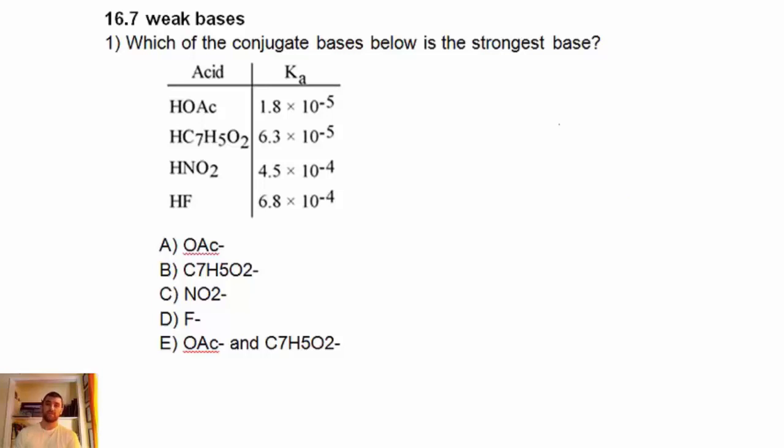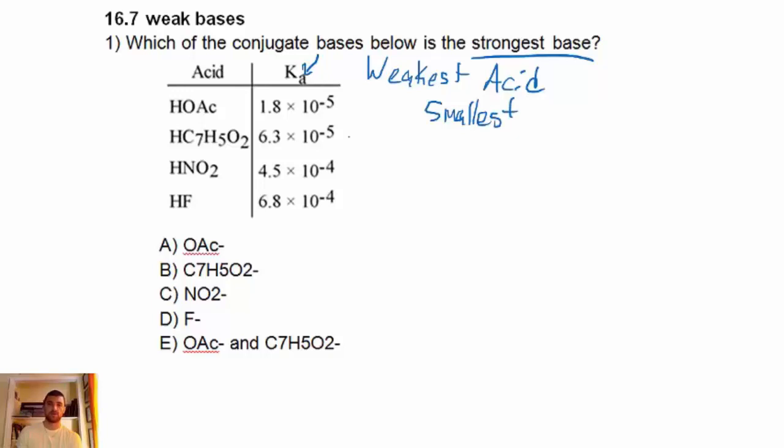It says, which of the conjugate bases below is the strongest base? Well, they're giving us Kas for the acid. So if we want the strongest conjugate base, we want it to have the weakest acid. A strong acid would give you a weak conjugate base, and a weak acid would give you a strong conjugate base. So if we're looking at these Kas, weakest acid is going to be the smallest Ka. You've got to remember, with negative exponents, the bigger the negative, the smaller it is.